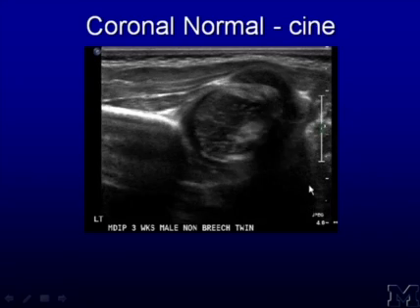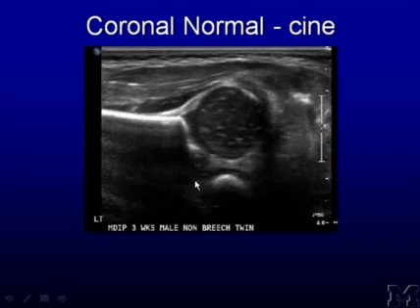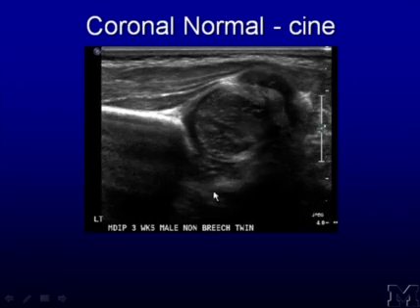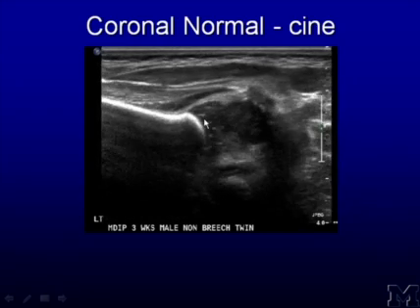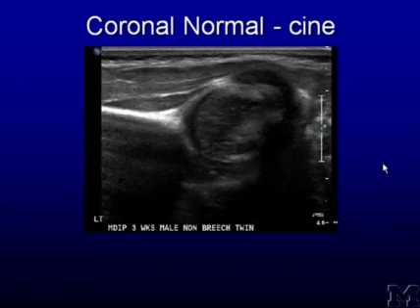This is a coronal view, and this is normal. Here's the ball, here's the socket. You see the greater trochanter coming into the picture. Here's the medial aspect of the ischium. You can see the acetabular roof here, and this all looks normal.